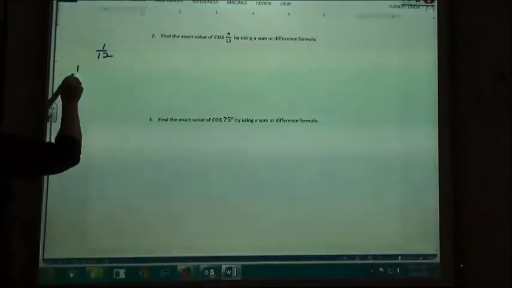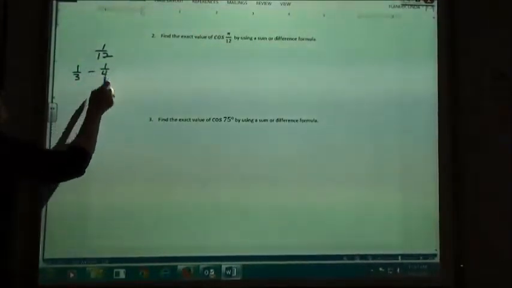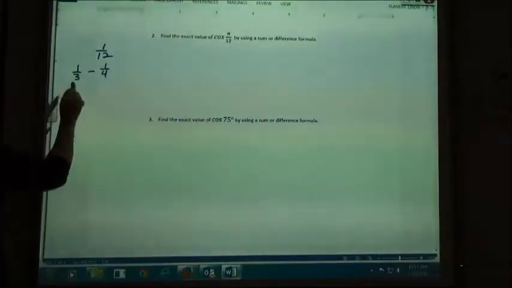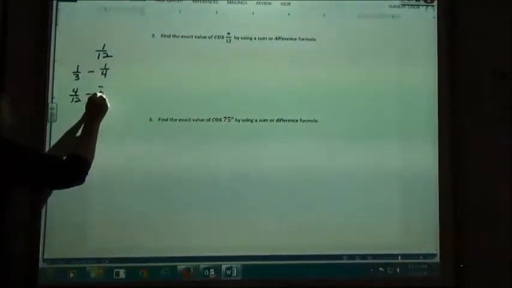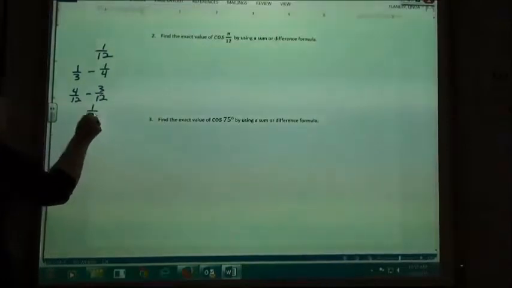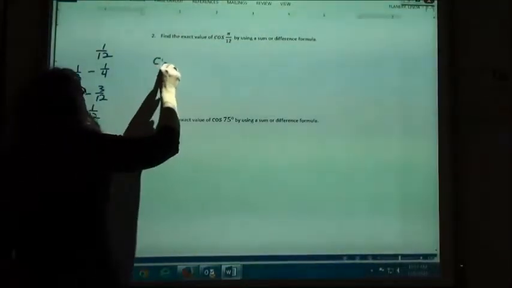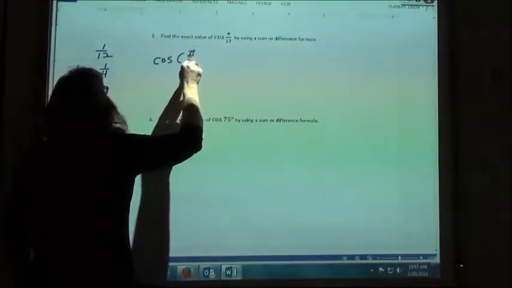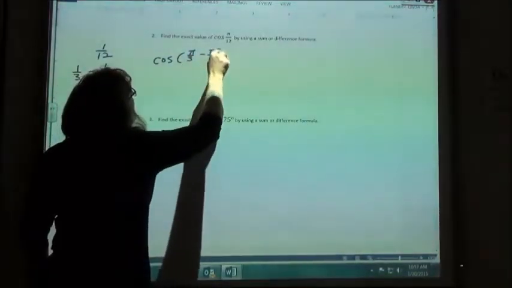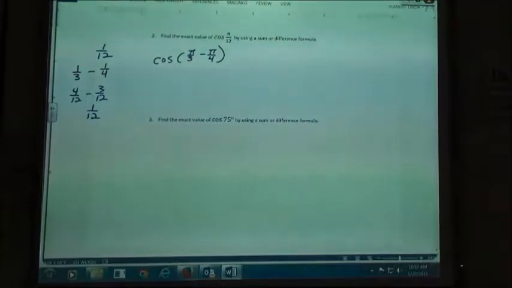So on the next one, if I'm finding the cosine of pi over 12, I want to think of that as 1/12. And how can I get 1/12? Well, I can get 1/12 if I take 1/3 minus 1/4, because if I have my common denominator, I would have 4/12 minus 3/12, which is 1/12. So I'm going to say that this is the cosine of pi over 3 minus pi over 4. Pi over 3 and pi over 4 are some of our common angles that we have.